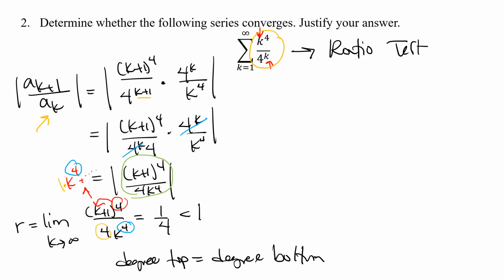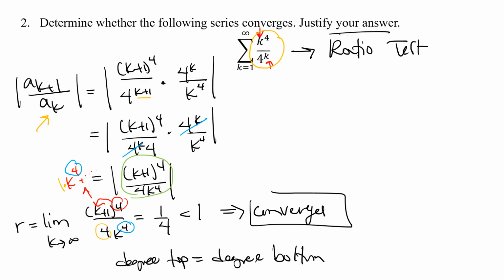So the ratio test says if that limit is less than 1, then the series converges. All right, and so to justify our answer, we say that it converges by the ratio test.